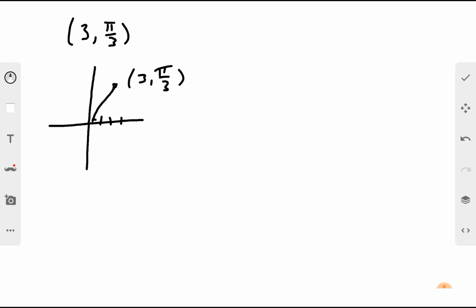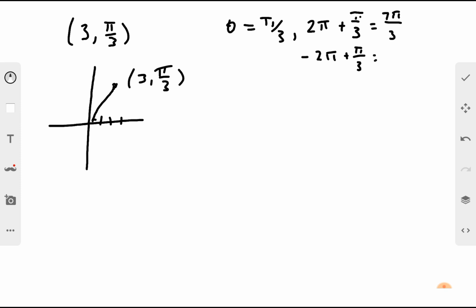If you remember way back when we talked about coterminal angles, you could add or subtract 2 pi, and that's going to land you in the same spot, just like it does on the unit circle. So if theta is pi over 3, you could also do 2 pi plus pi over 3. That's going to give us 6 plus 1, which is 7 pi over 3. And then you could also subtract 2 pi, or negative 2 pi plus pi over 3. That's going to give us negative 5 pi over 3.